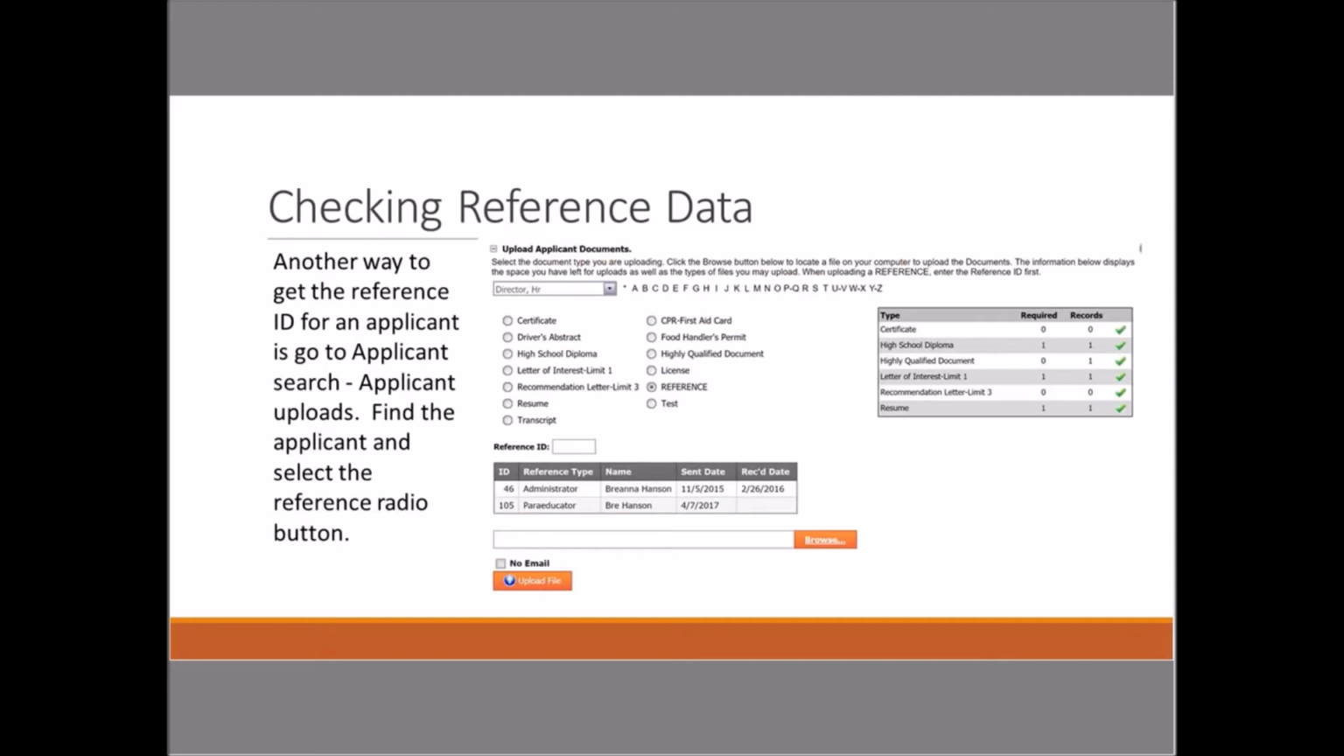Another way to get that ID for that particular applicant, without going to the tables, is to go to the applicant upload screen and filter or search for that applicant by their last name. If I click on the radio button reference, it's going to give me a list of all their references right here, and you'll see that's another place to get the ID. The one reason I don't always come here is, look, I don't see what email it was sent to. So that's why I prefer to go to the database.